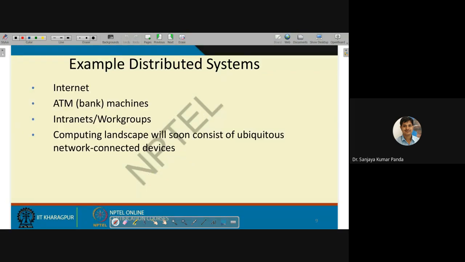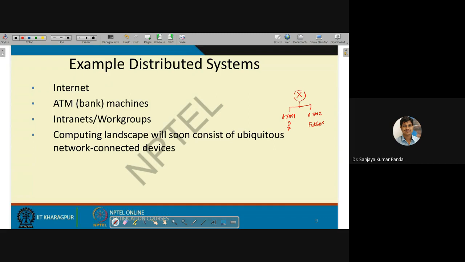Now, if you see some examples of distributed systems, the internet is a true example of a distributed system. Our ATM machines are distributed systems. For example, suppose you have an account in X bank, and X bank has issued two ATM cards, ATM card 1 and ATM card 2. ATM card 1 is with you and ATM card 2 is with your father, but you are operating the same account X.